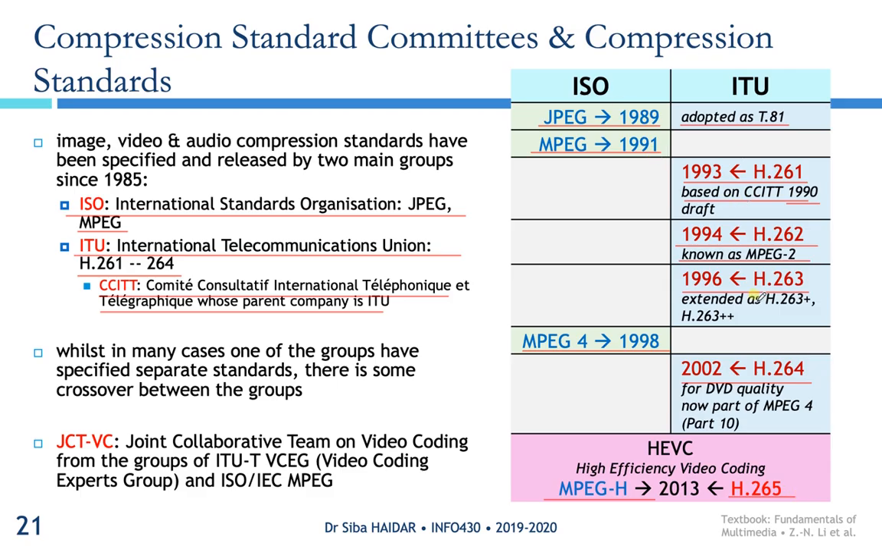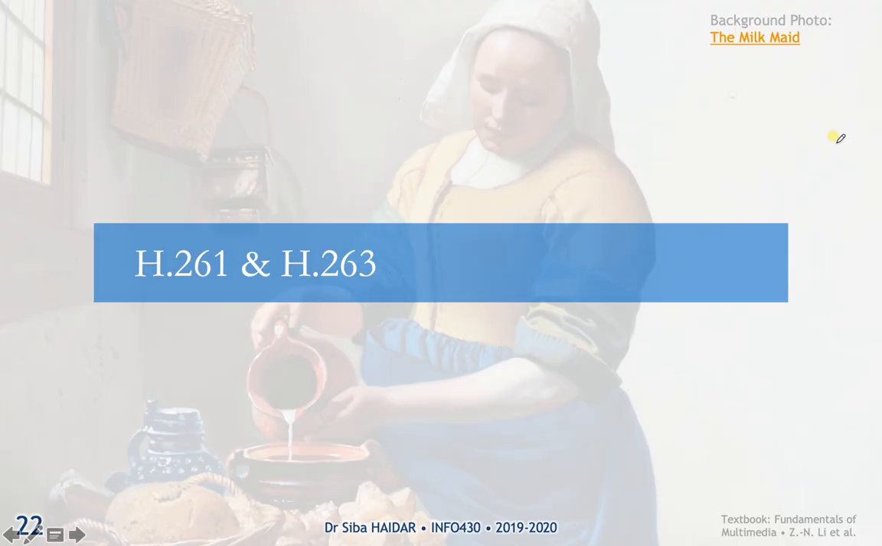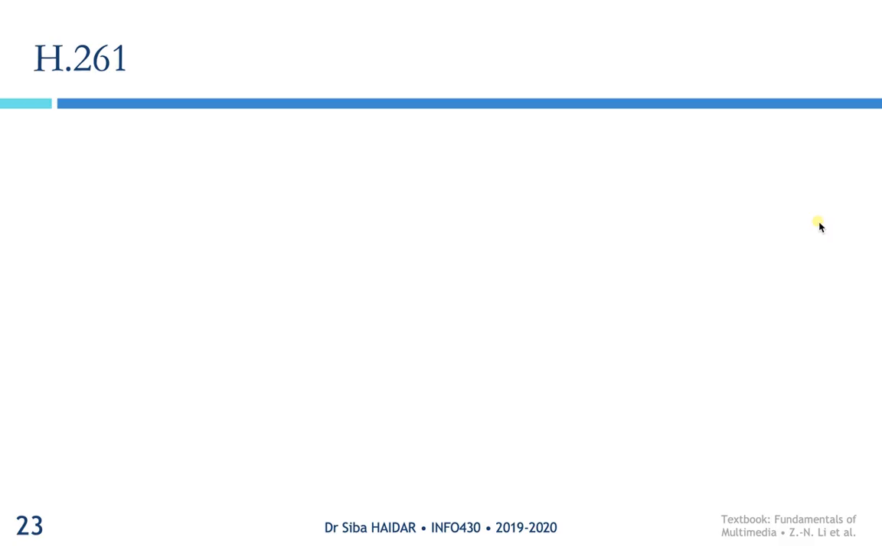What happened? Now we know motion compensation, we know motion estimation, we know how to calculate the motion vectors. Why did we learn this and how were they used? So in this section we will study the H.261 and H.263. So let us study the H.261.